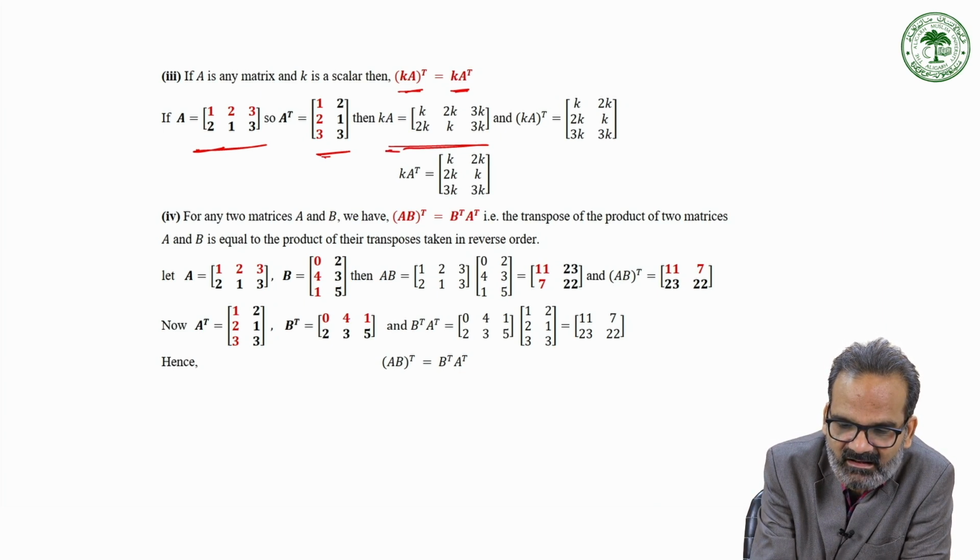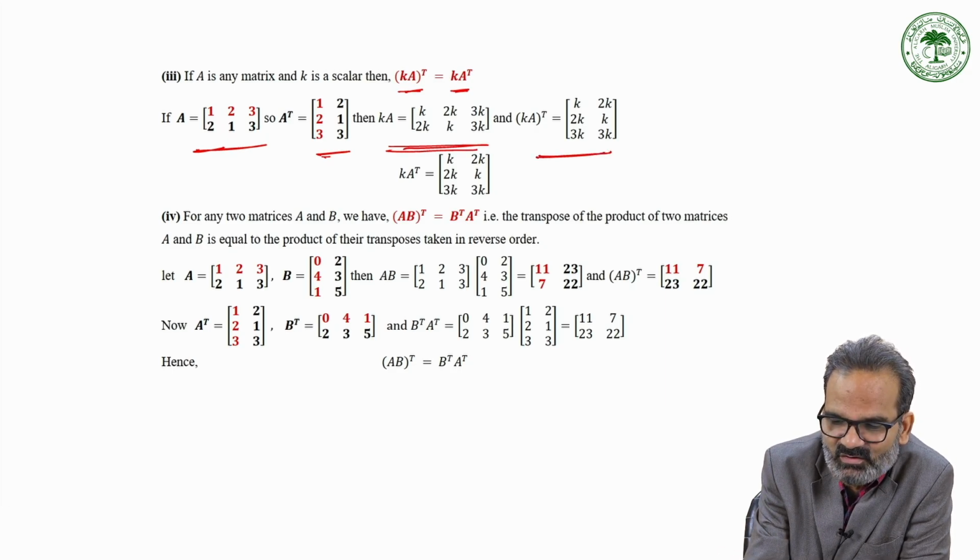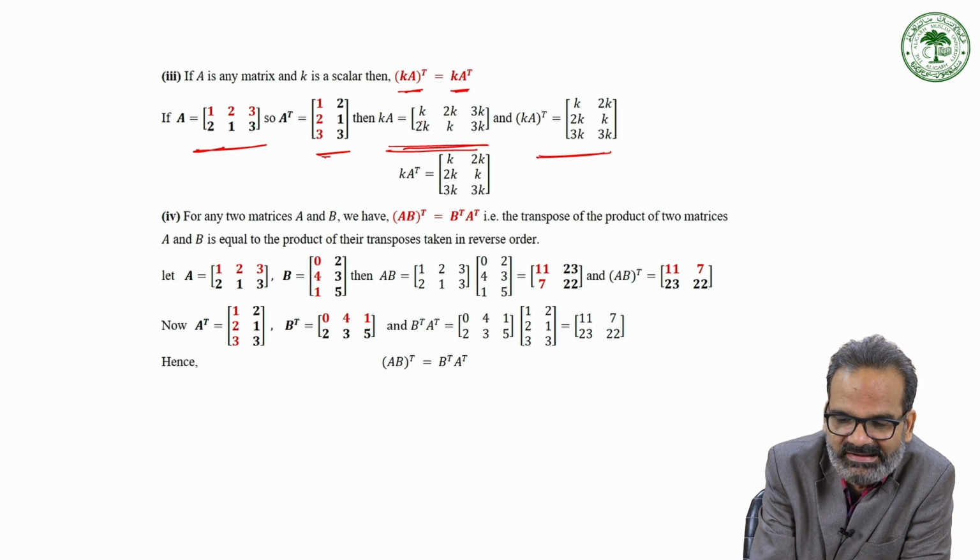Now this is also a matrix. Take the transpose of this. So its transpose will be what? First row K, 2K and 3K, it will be converted to the first column, right? Second row 2K, K and 3K, it should be converted to the second column. So this is (KA) transpose. That is the left hand side.